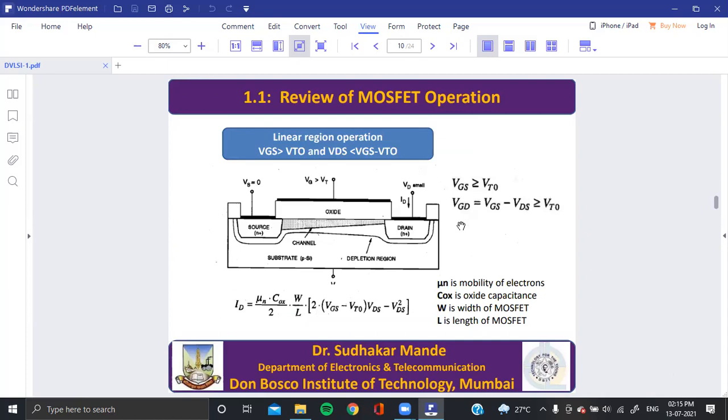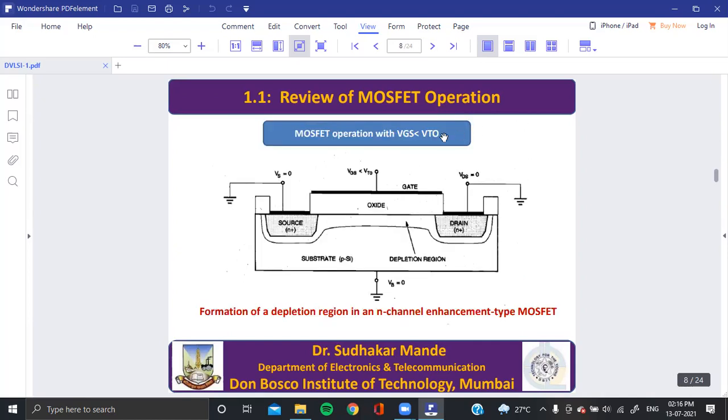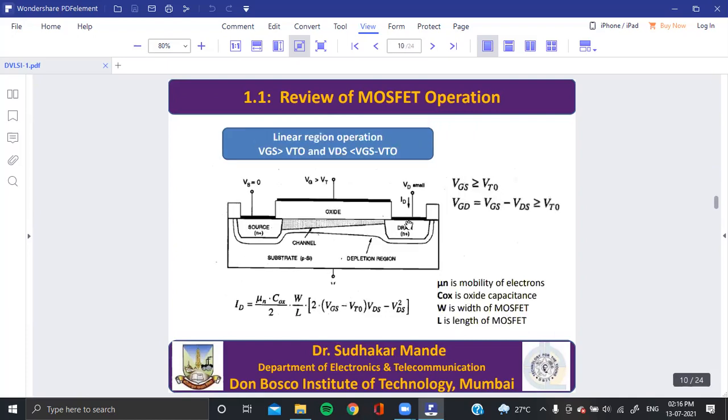One is cutoff region. Cutoff region means this, whatever I have shown. Here, if gate voltage is less than threshold voltage, no current will flow. And if gate to source voltage is greater than threshold voltage, inversion layer is created as shown here. So that is called a channel. So here also it is mentioned. And when other condition is when drain to source voltage, can you see here? When drain to source voltage is less than gate to source voltage minus VTO, that is threshold voltage, MOSFET works in linear region.